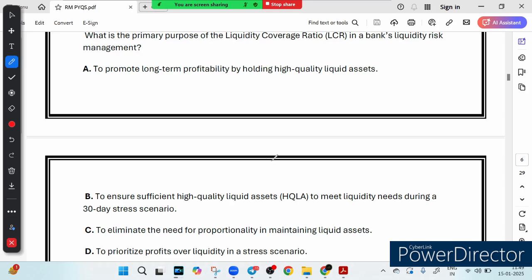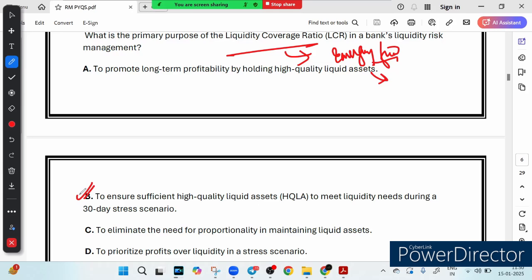LCR is like a bank emergency fund. What is this LCR? You can think of it like a bank emergency fund, right? So the correct answer is option B, obviously: the primary purpose of LCR is to ensure that banks hold HQLA to meet their liquidity need during a 30-day stress scenario.